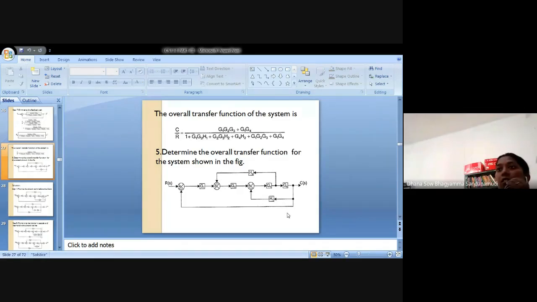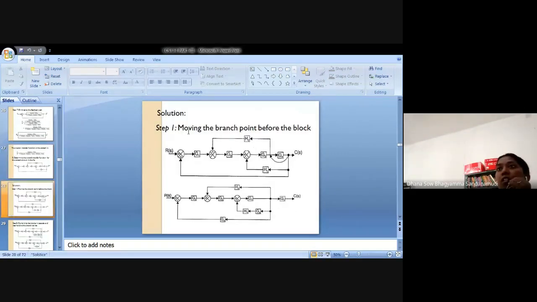Let us see the solution. In step 1, moving the branch point before the block. I have moved this branch point before this block. Don't draw this diagram, draw the second diagram. So you can see an element here, the feedback element H1. In series to this H1, some magnitude related to G4 appears, it can be 1 by G4 or G4. Since it is moving behind, it will be G4.